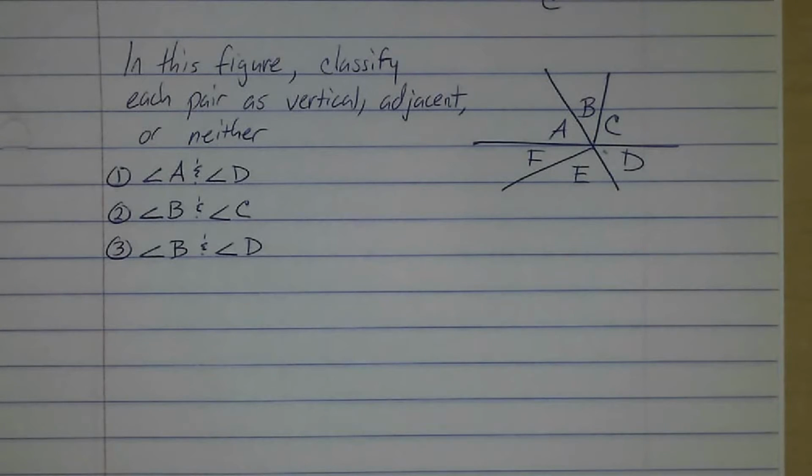Alrighty, name those pairs and press play when you're ready. Alrighty, remember, vertical angles are formed by 2 intersecting lines. They're opposite angles. And adjacent angles have a common side and vertex. If you need more help on this, check out Chapter 7, Section 1.